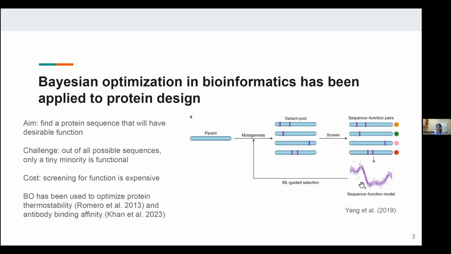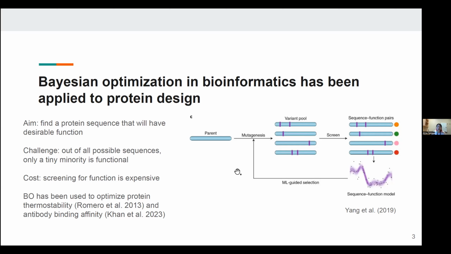And this feeds into the sequence function model, where on the x-axis we have the protein sequences, and on the y-axis is the measure of the function, with higher being better. And then we can use Bayesian optimization in a standard approach to give us sequences that we should try and apply the mutagenesis step to again.